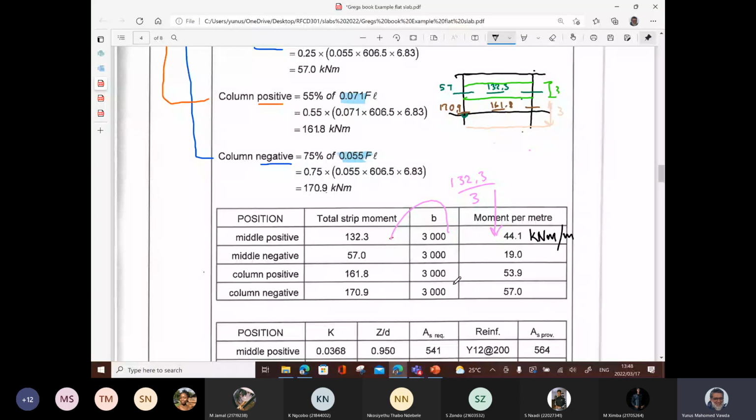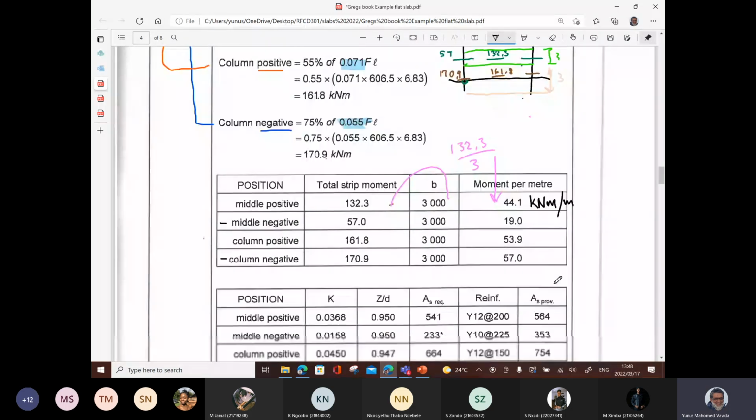So it seems to be easier to bring it back to moment per meter. But just be careful how you're using this and when you're using it, all right? Middle negative, we get 19 kilonewton meters per meter. Column positive, as I showed you earlier, 161. So this is your sagging ones. Maybe you can put a negative here as a reminder. It's written there negative, but visually, I don't know. 161.8 divided by 3, 53.9, 170.9 divided by 3 gives me 57. So these are all kilonewton meters per meter.